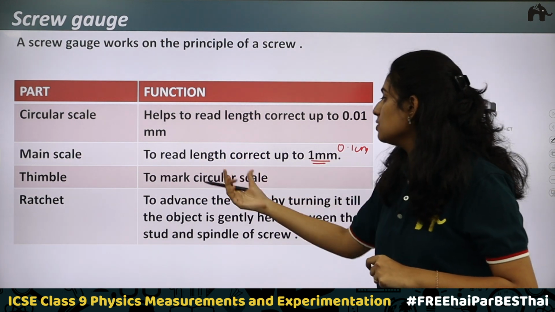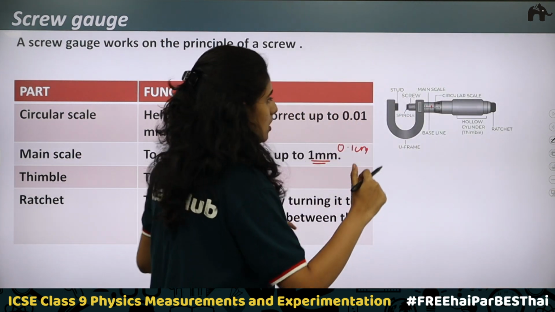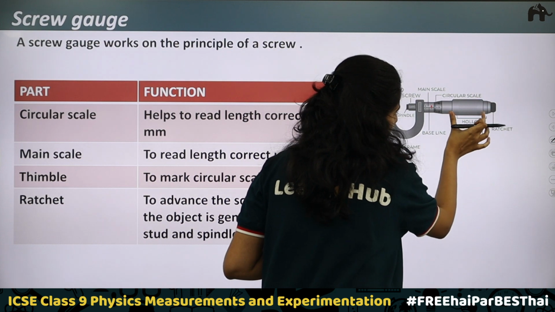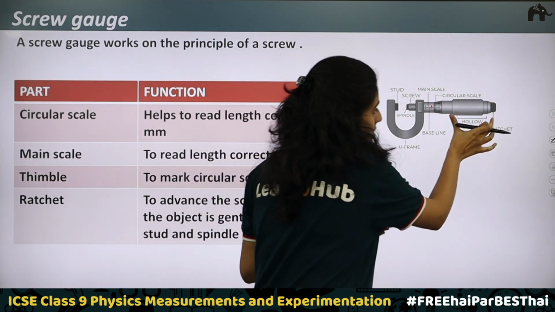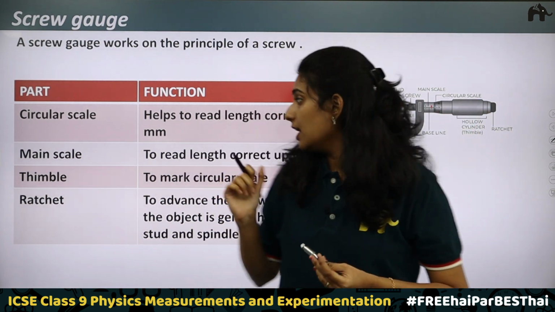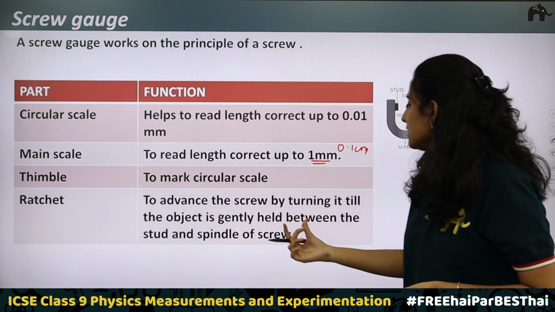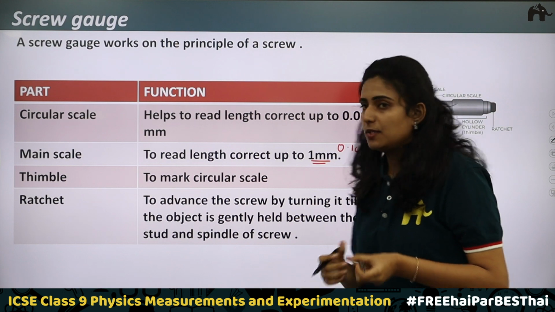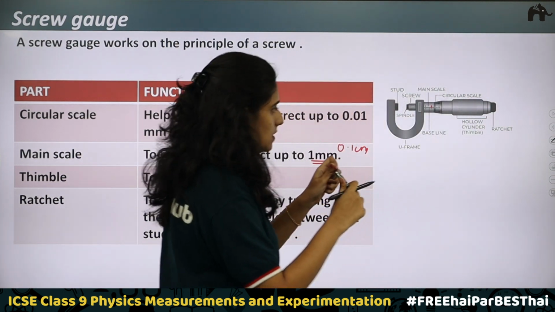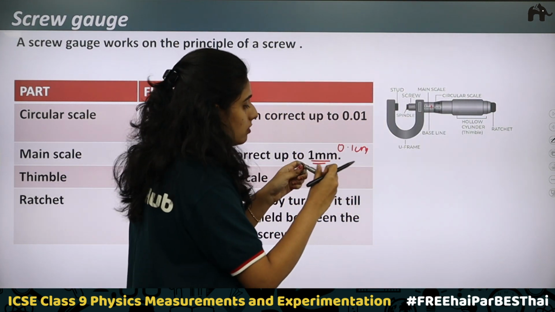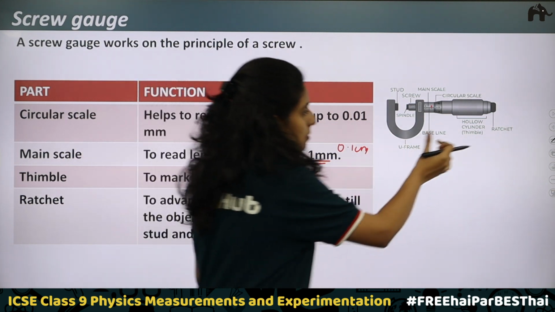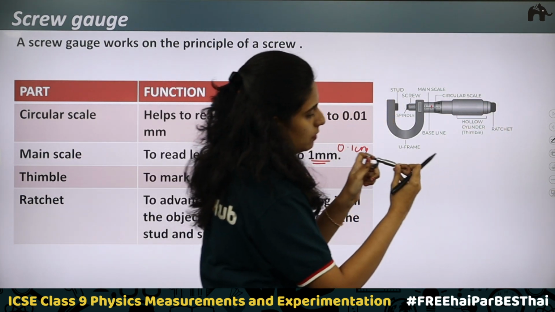Next, you will have the thimble to mark the circular scale. So here you will have this part. Where it is moving, that is a hollow cylindrical part. Next, you have the ratchet to advance the screw by turning it till the object is gently held between the stud and the spindle of the screw. When the object is placed, you need something to move, that is, the head should be rotated. So that part here you have this. You will be rotating it.